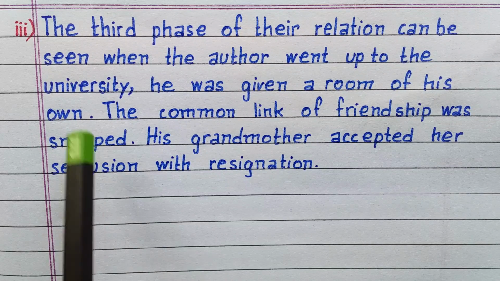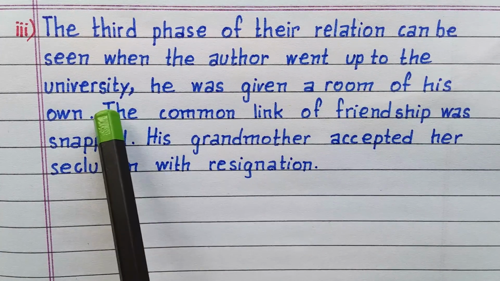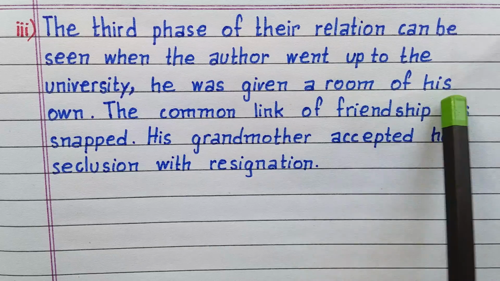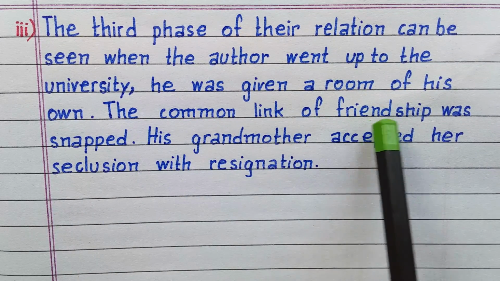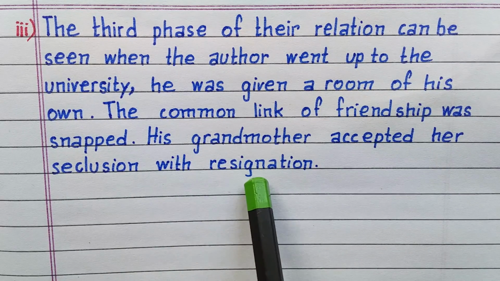Point number 3. The third phase of the relation can be seen when the author went up to the university. He was given a room of his own. The common link of friendship was snapped. His grandmother accepted her seclusion with resignation.